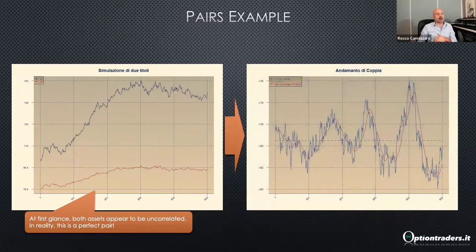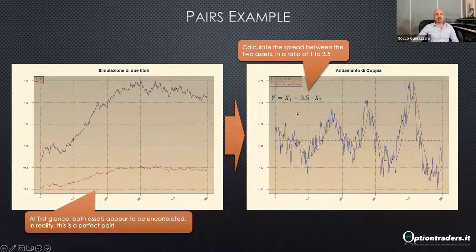What we would do in this particular example is calculate the spread, which is basically saying that for every share of asset X1, I would sell 3.5 shares of asset X2. If I calculate the spread between these two using this ratio of 1 to 3.5, and we show a chart of the difference between these two, the spread, essentially trading a pair means trading this spread. We don't care about the movements of the individual assets. We're just looking at the movement of the spread of these two using what we call a pair ratio, which in this case is 3.5.